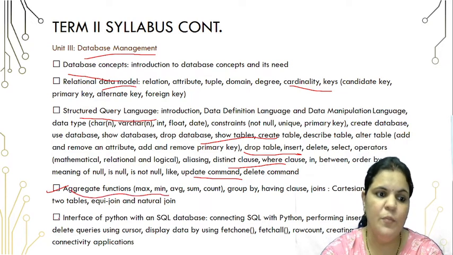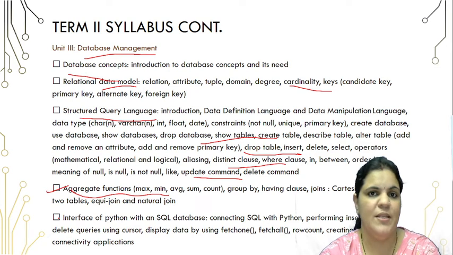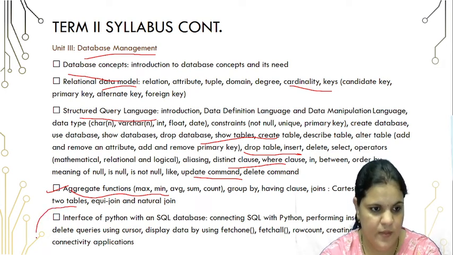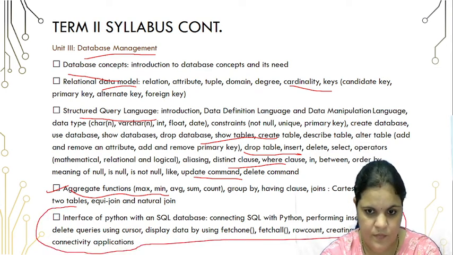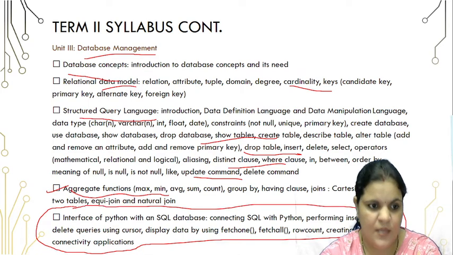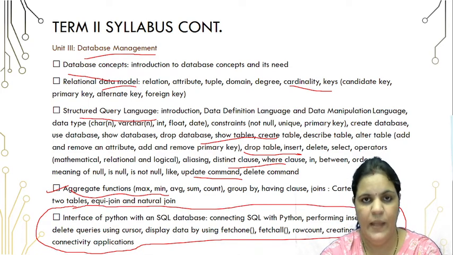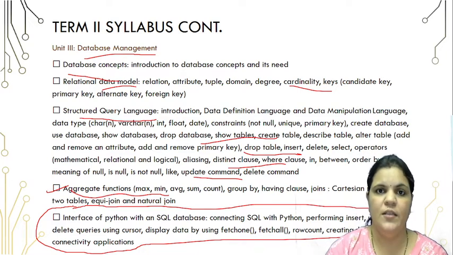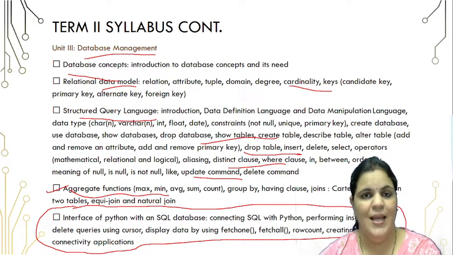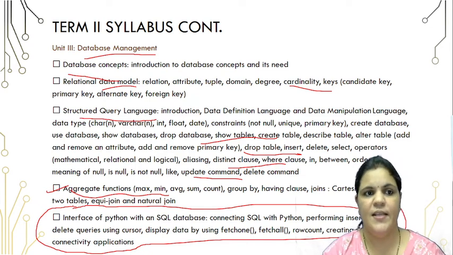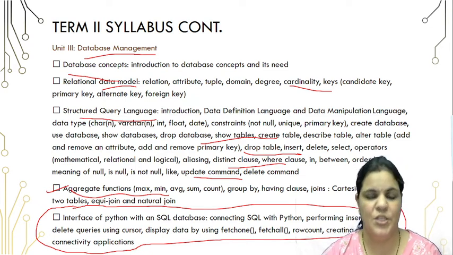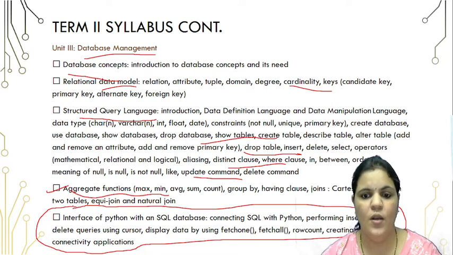Then the most important part of database management is this one. This is the interface of Python with an SQL database. It means you will create the tables in SQL and create the front-end design in Python. Then interlink both and make a GUI based application or a software which can be used for real-time applications.